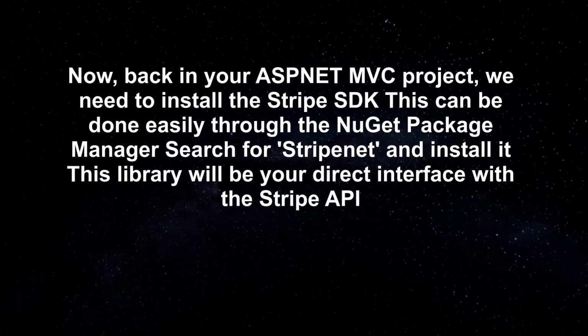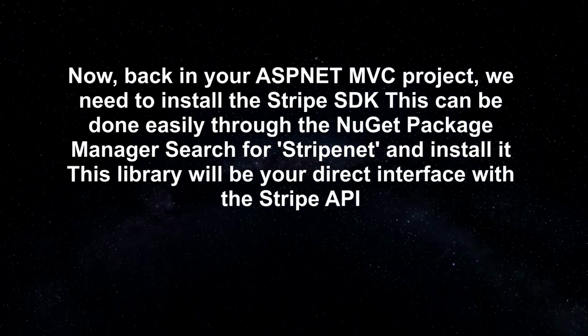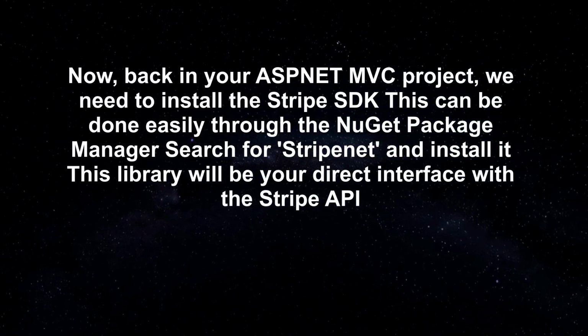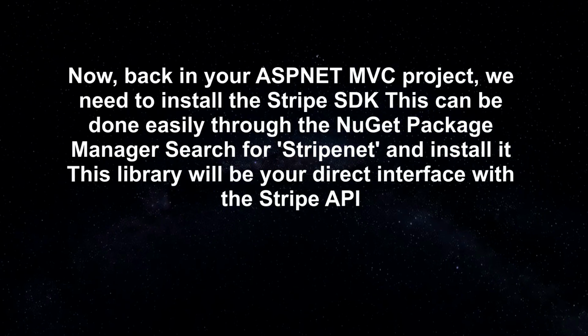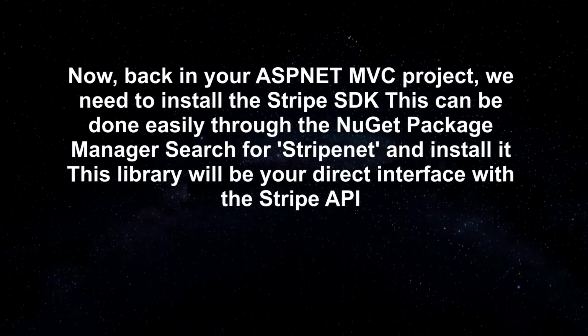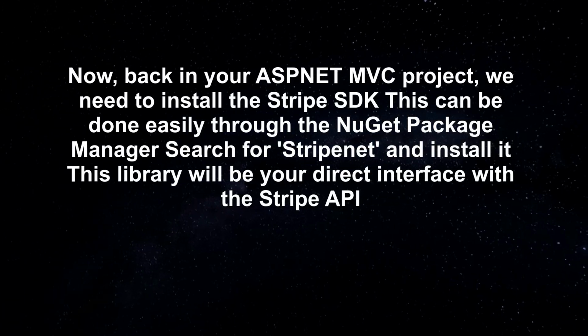Now, back in your ASP.NET MVC project, we need to install the Stripe SDK. This can be done easily through the NuGet package manager. Search for Stripe.net and install it. This library will be your direct interface with the Stripe API.